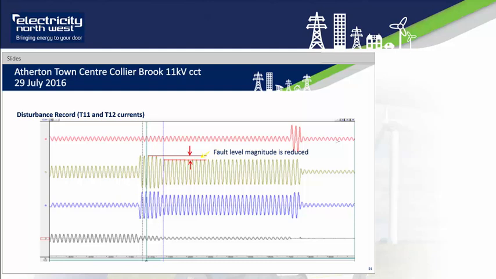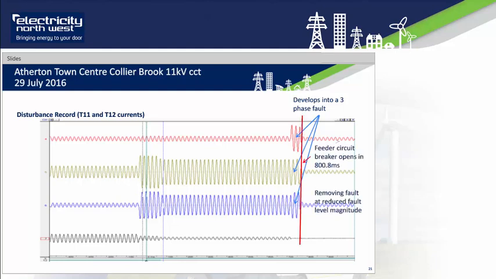I must point out at this stage, we don't have any fault levels on our network at the moment, so if we did have a fault level, the magnitude would be a lot greater. Later, as the fault develops, it moves into a three-phase fault, and then 800 milliseconds later the feeder circuit breaker opens, removing the fault at reduced fault level magnitude.